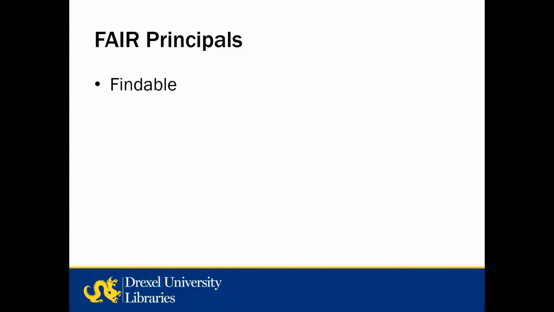Data's findable if it's uniquely and persistently identifiable. So does the repository register your data to create a persistent identifier, such as a DOI? Does the repository provide for rich metadata that will help other researchers discover it? Will your research output and data be indexed in Google?